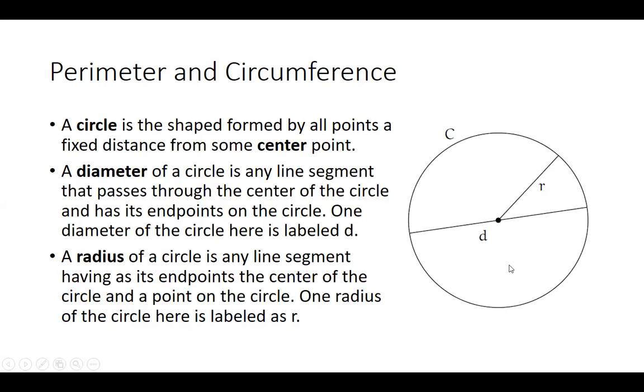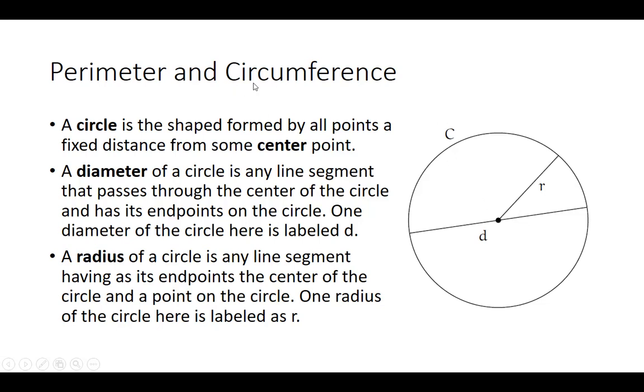They're all straight lines that go through the center of the circle. A radius is any line segment having as its endpoints the center of the circle and a point on the circle. So remember back when I said string coming from the center, pencil on the end, the string as it makes its way around the circle would be showing you all of the different radii, plural of radius. The string would always be a radius of the circle that's getting drawn. One radius of the circle here is labeled as R.